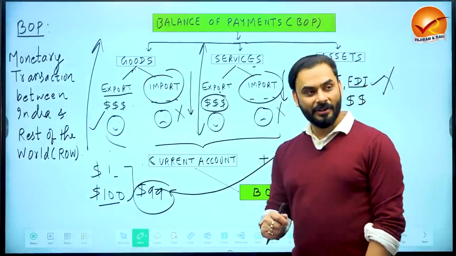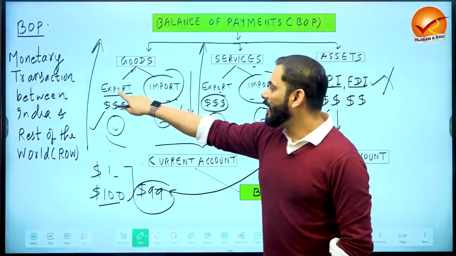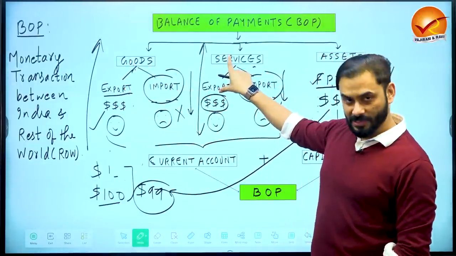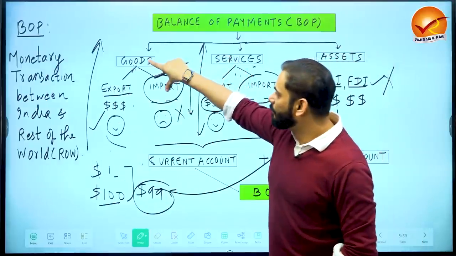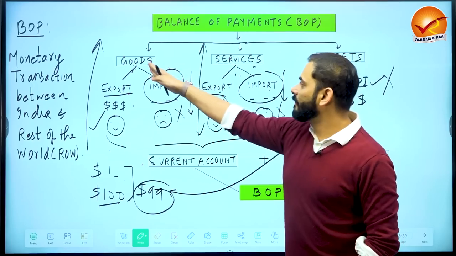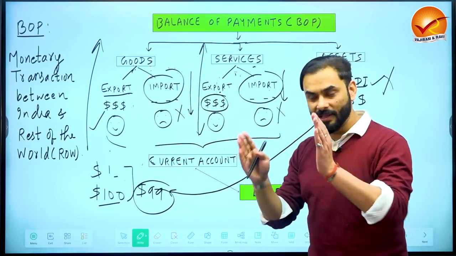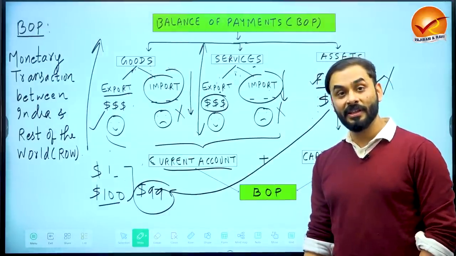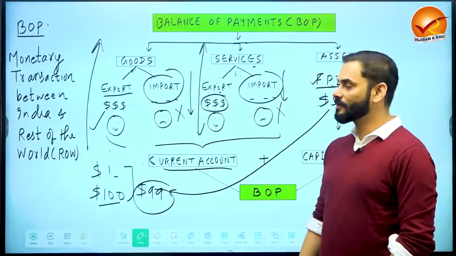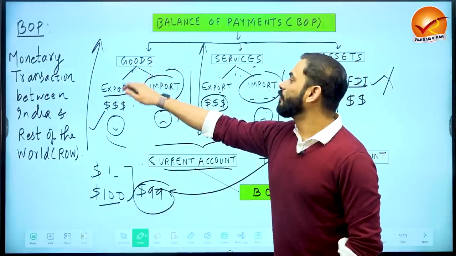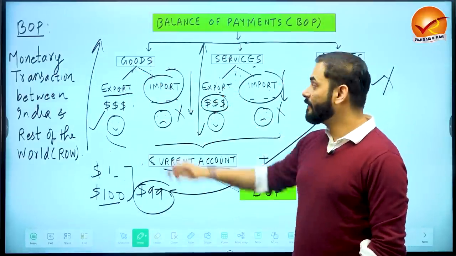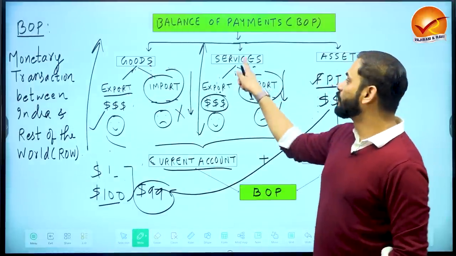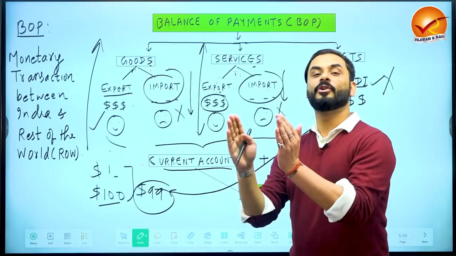Now, whenever we talk about export of goods and export of services plus import of goods and import of services, if you take these two things together, it is called as current account. What is current account? In the current account, we take exports of goods and export of services, and we take import of goods and import of services, and we call it as current account. So these two things taken together are called as current account.